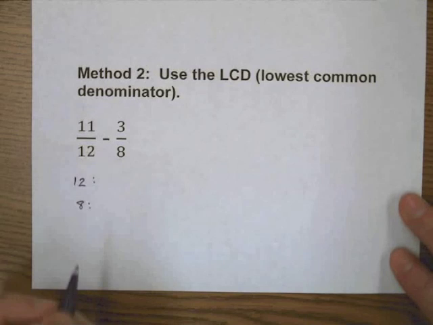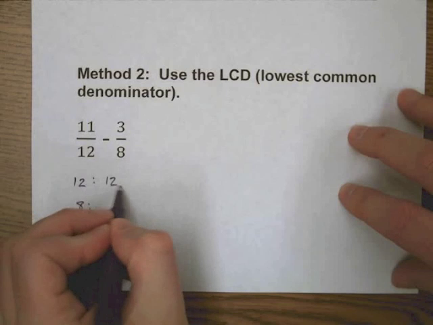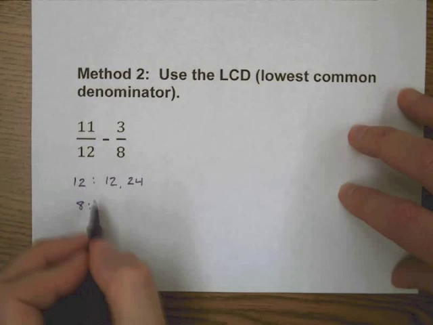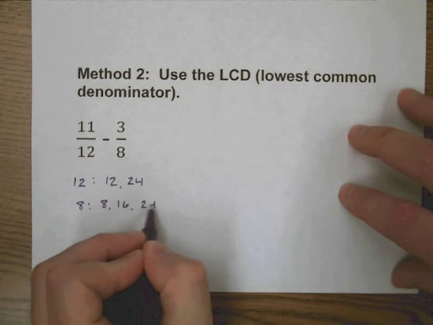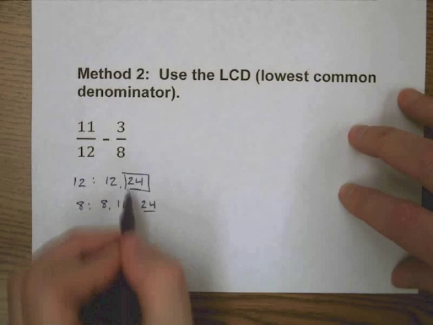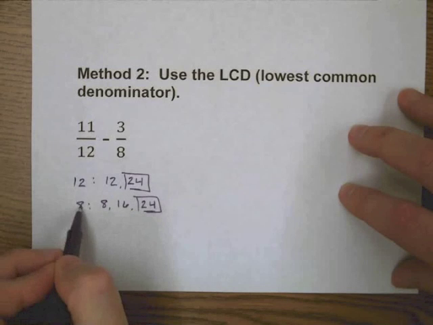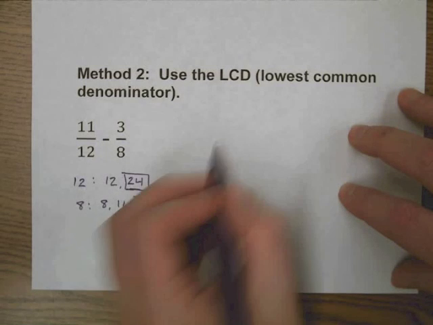In this case we want to think, what are the common multiples of 12 and 8? So I'm going to list those out. I have 12 times 1, 12 times 2, 8 times 1, 8 times 2, 8 times 3. Oh, there it is. 24 is a common multiple of both 8 and 12. And it's the first one that comes up, so I'm going to use 24.